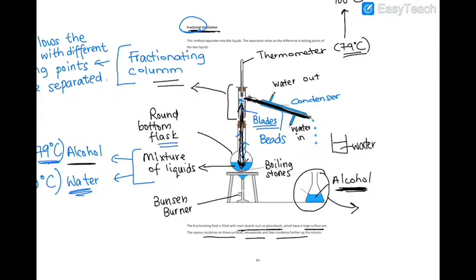Now, if you look at the top of the receiver here, it stays open. This open space is going to prevent any pressure from building up in the apparatus, so that there is no explosion or cracking of the glassware.